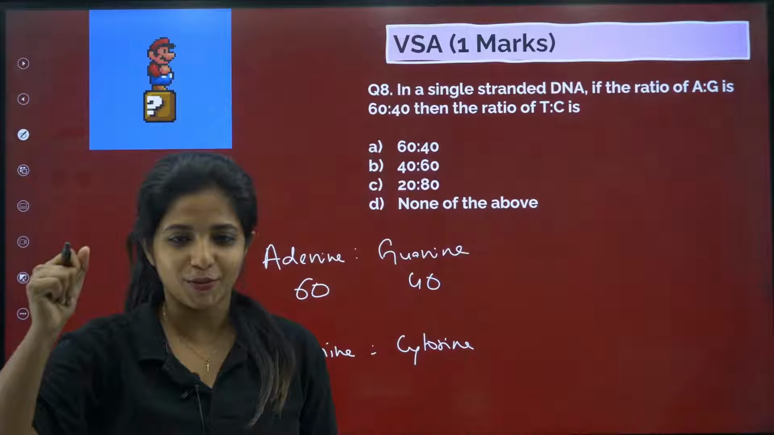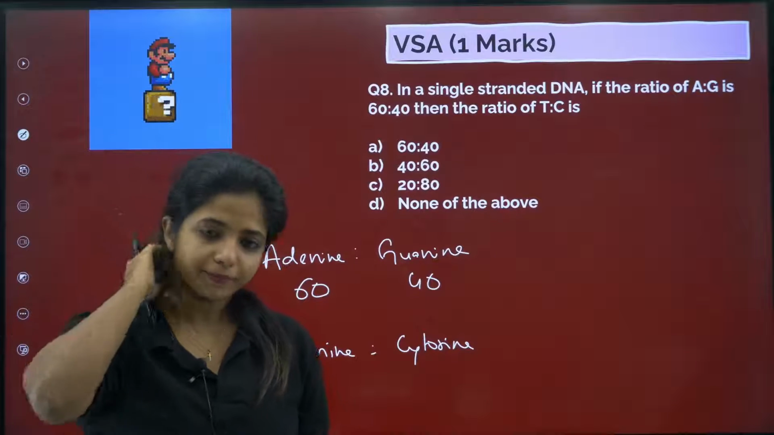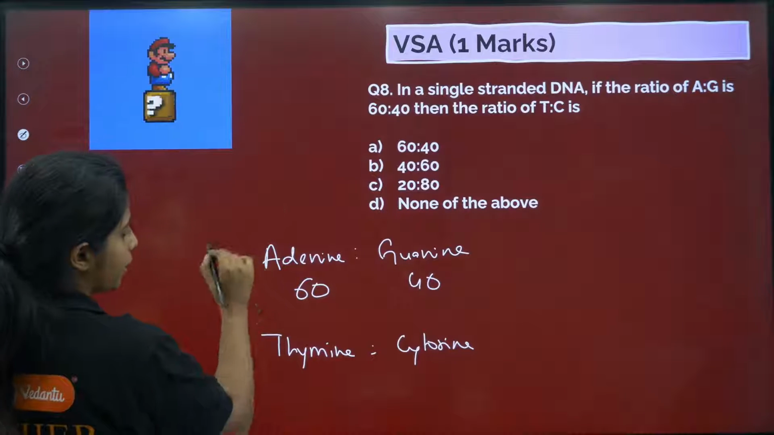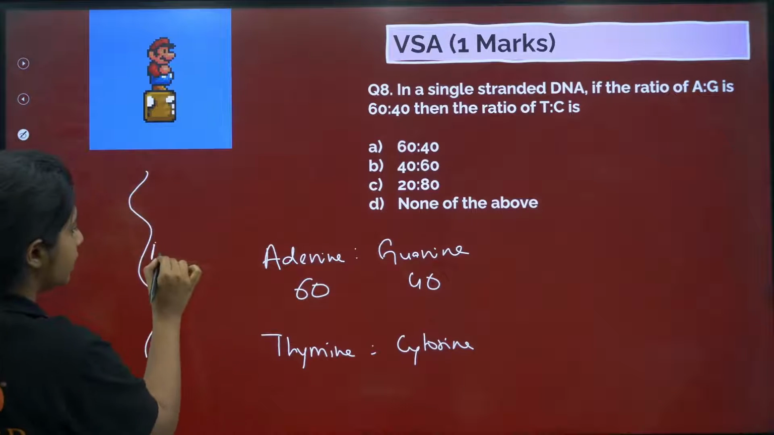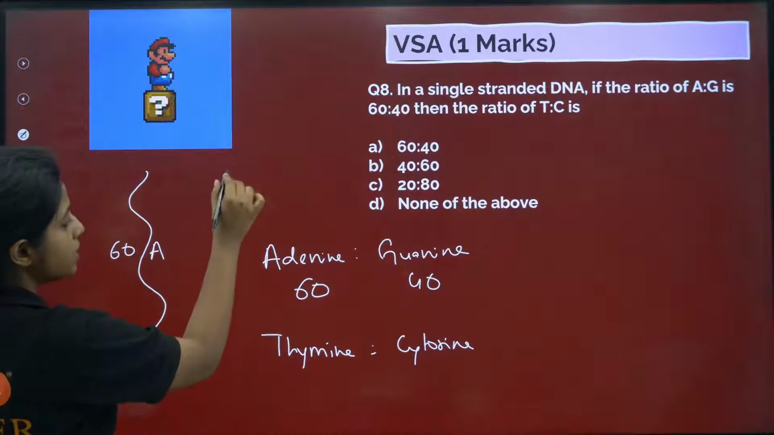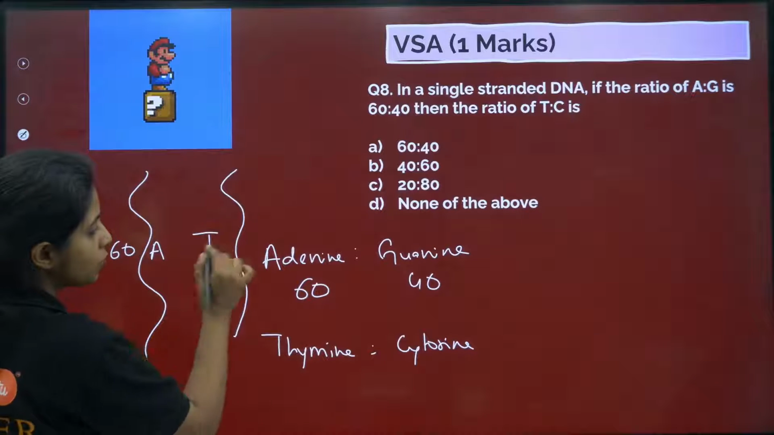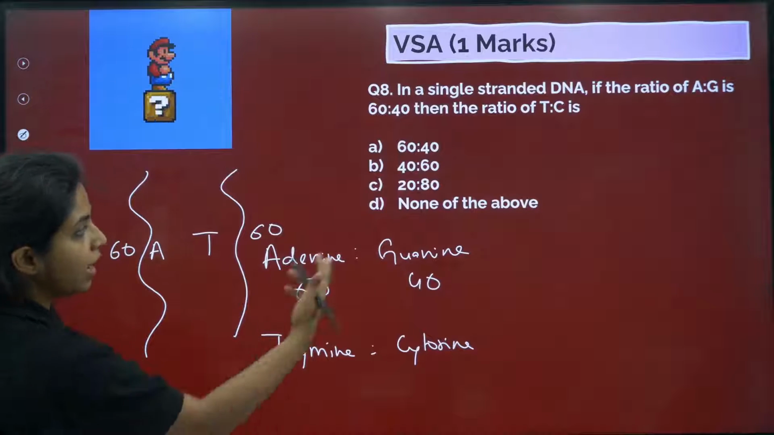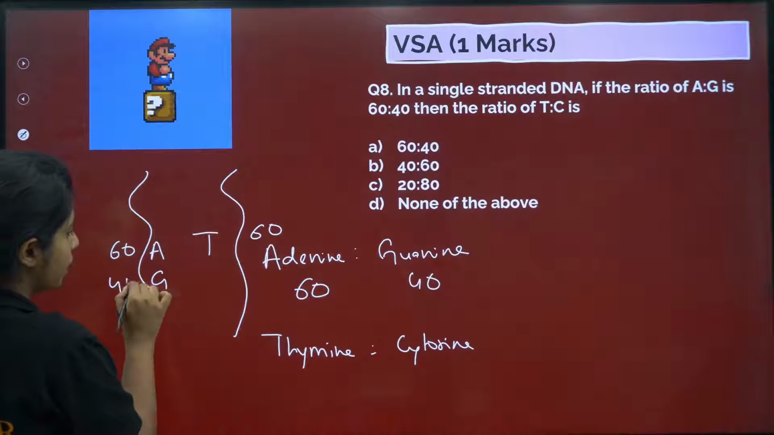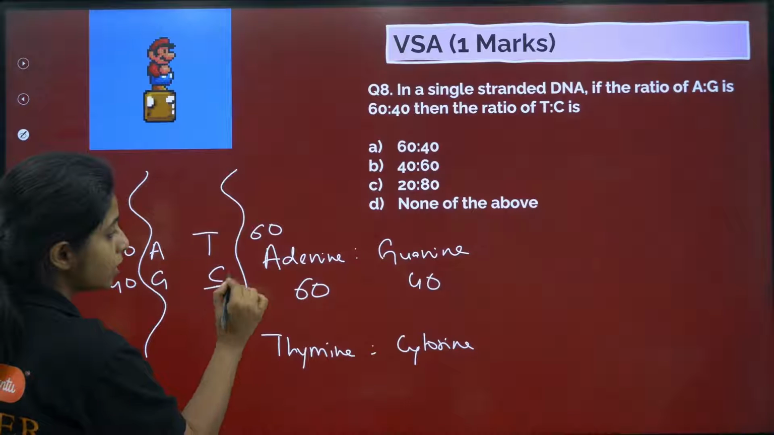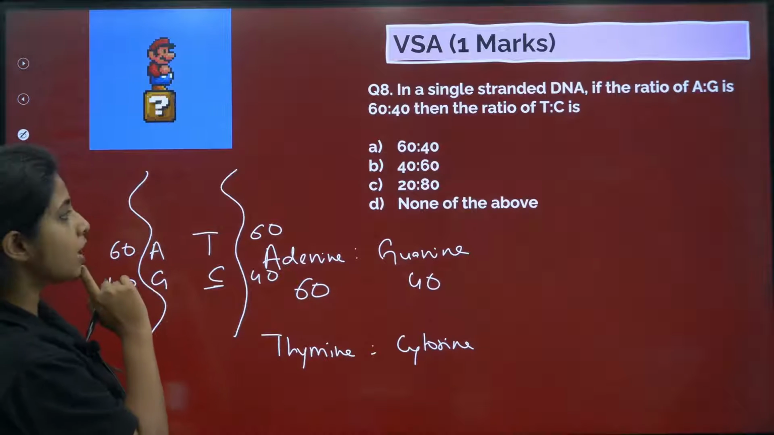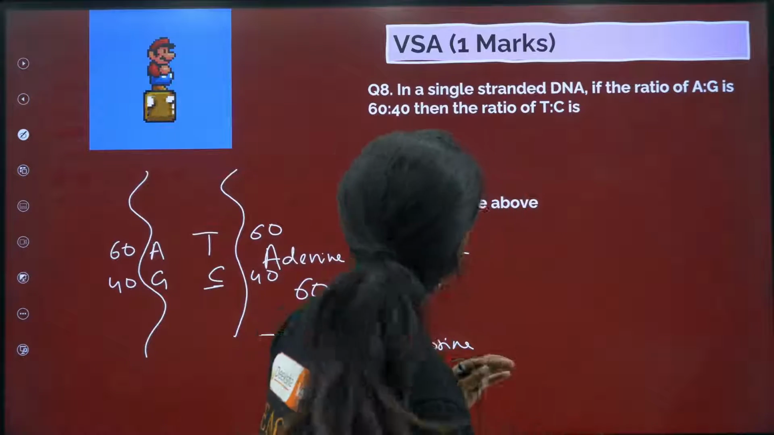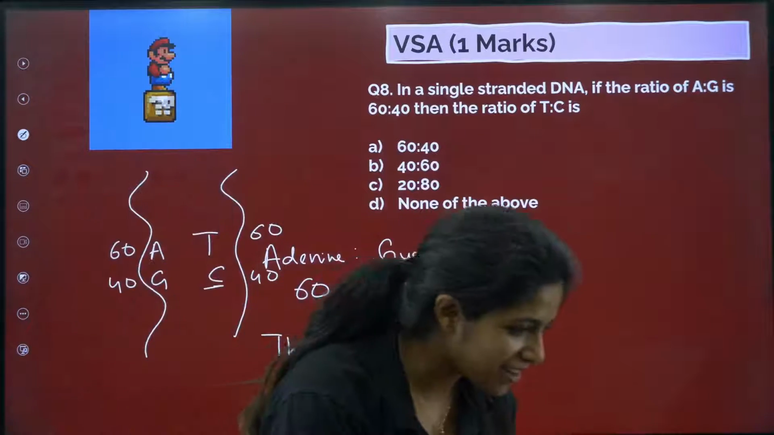This is a very tricky question and a very nice question. Usually what we do is assume that if in one strand there is adenine and there are 60 of them, obviously adenine binds with thymine, so thymine will also be 60, right? That is what we think. And if guanine is 40, then obviously it pairs with cytosine, so cytosine will also be 40. So we think the answer will be 60 by 40. That is the usual thing. But do you think it is correct?